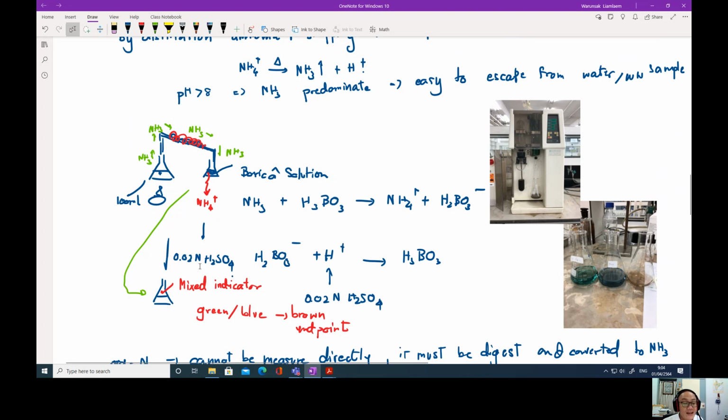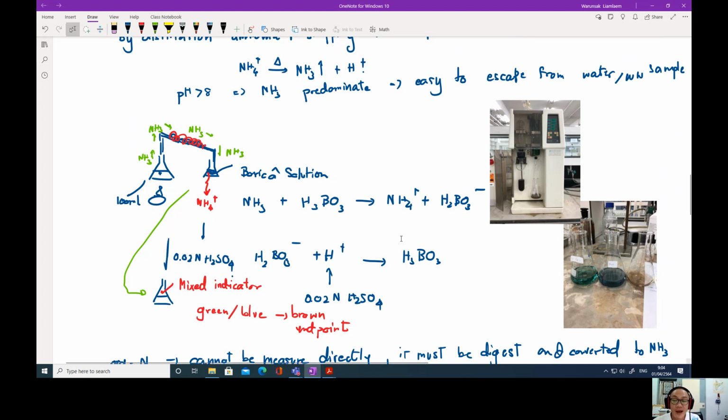But anyway, if we perform the titration using mixed indicators to identify the endpoint, by adding 0.02 normal sulfuric acid, when it reaches the endpoint, the color will change to brown, like this. This is the initial, and this is after doing the titration for some time, and the last one is the water sample once the endpoint is reached.